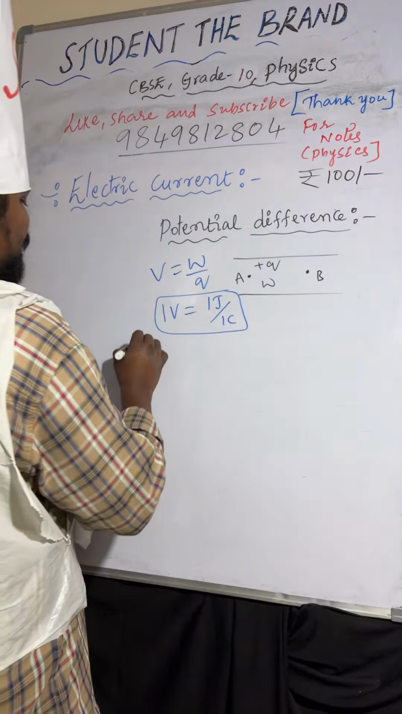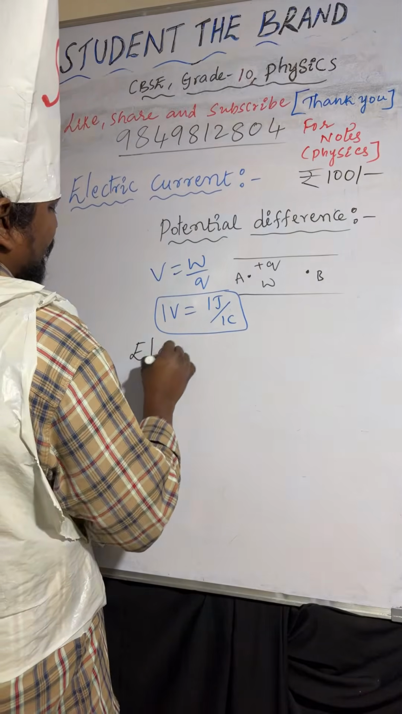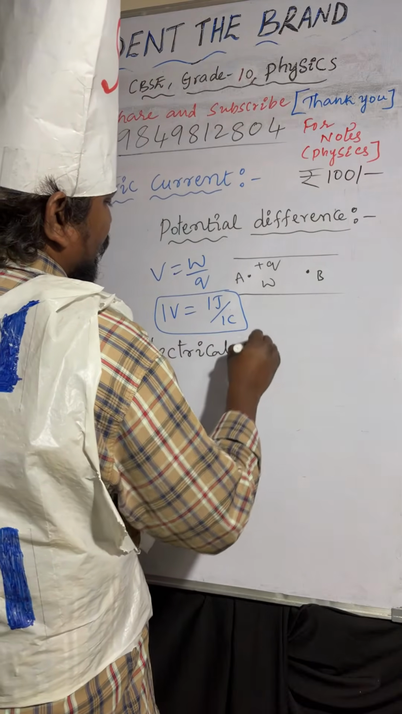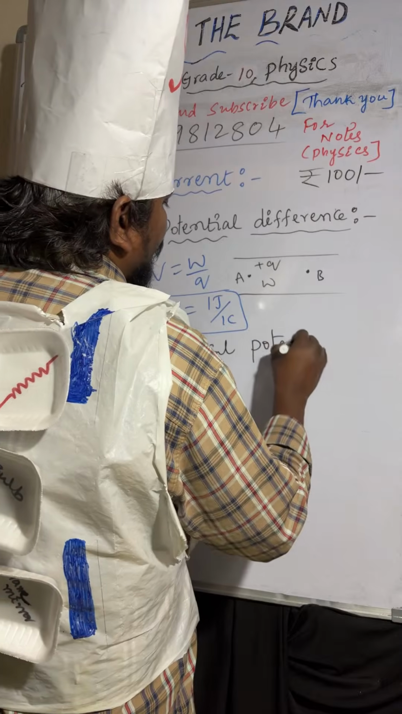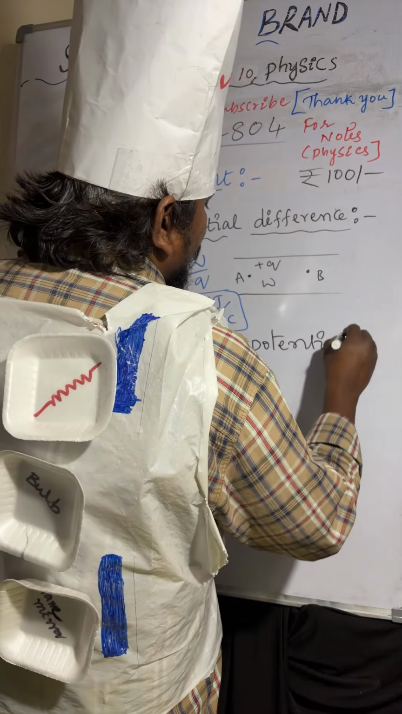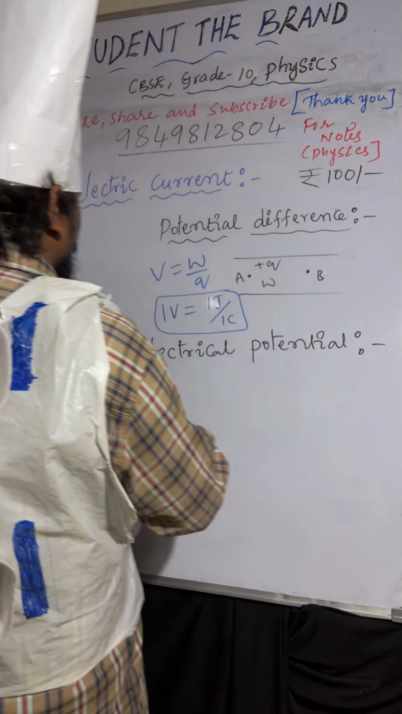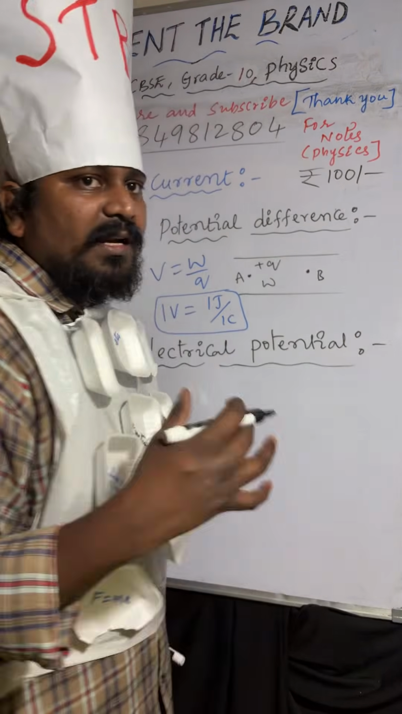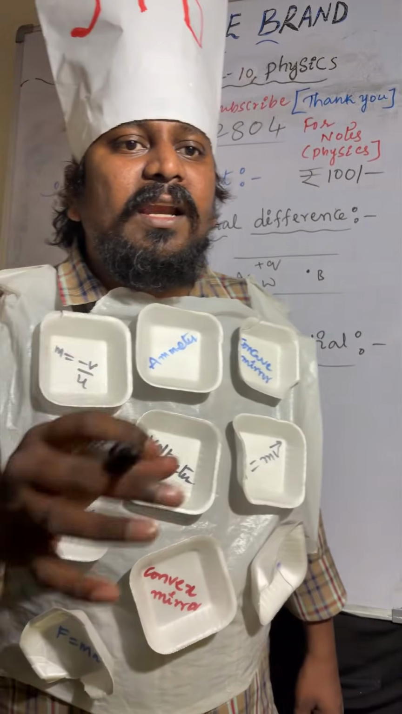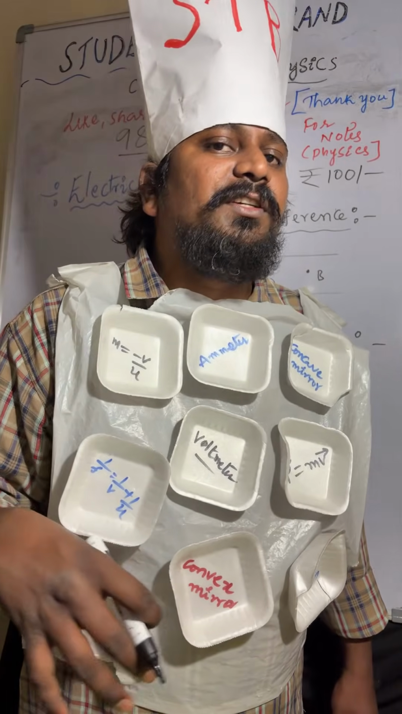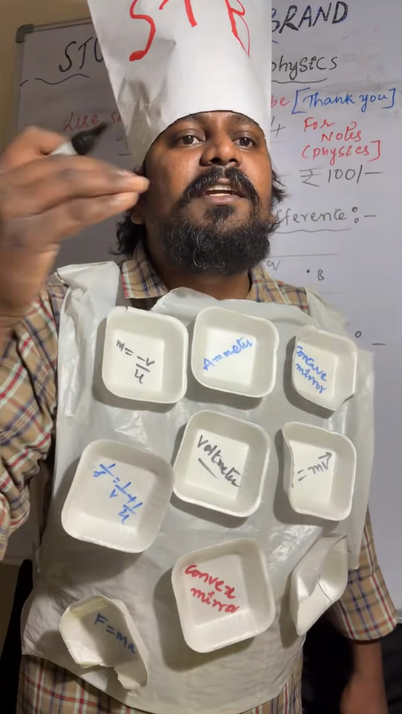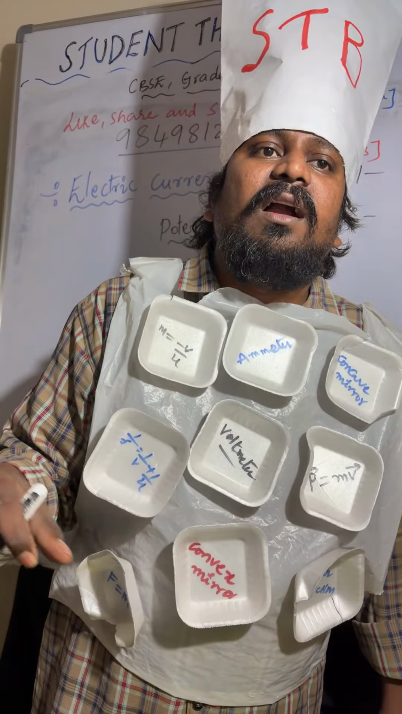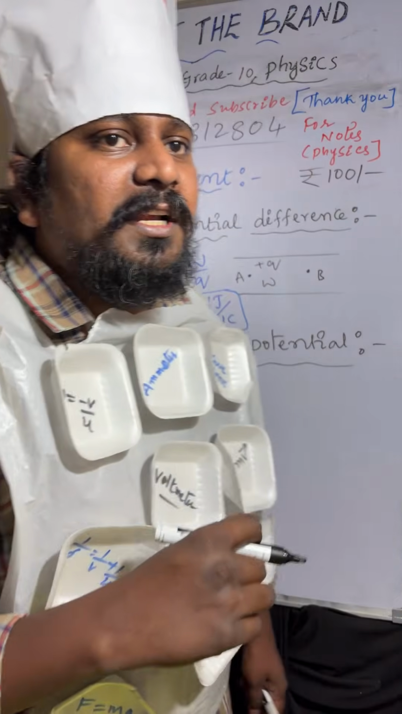So electrical potential. You can observe here, electrical potential is the work done to bring unit positive charge from infinity to the required field.